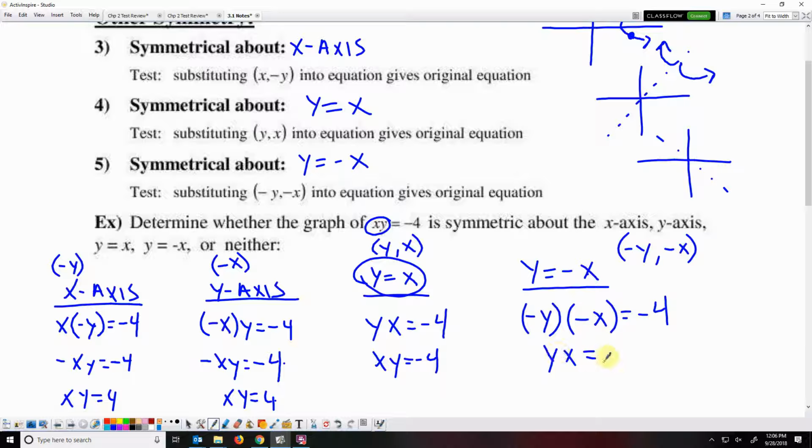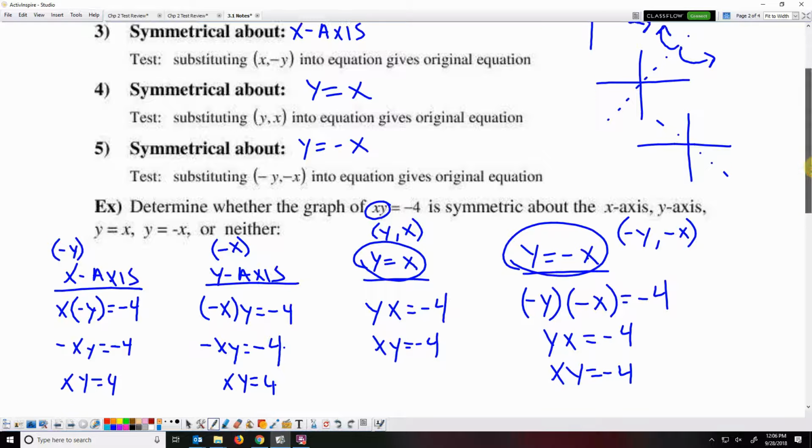And negative times negative is positive. And y times x is the same as x times y. And mathematically, I was able to make it match the original. There is symmetry about y equals -x.